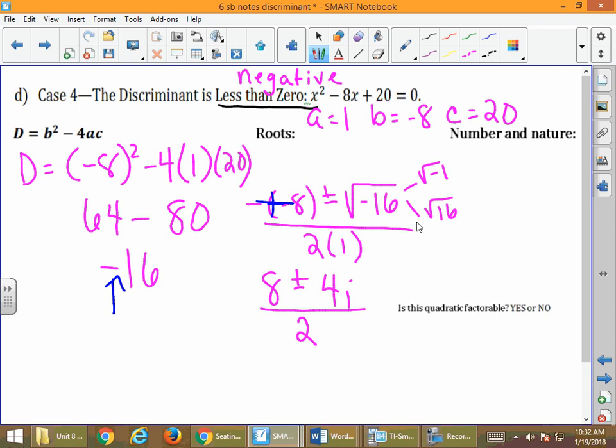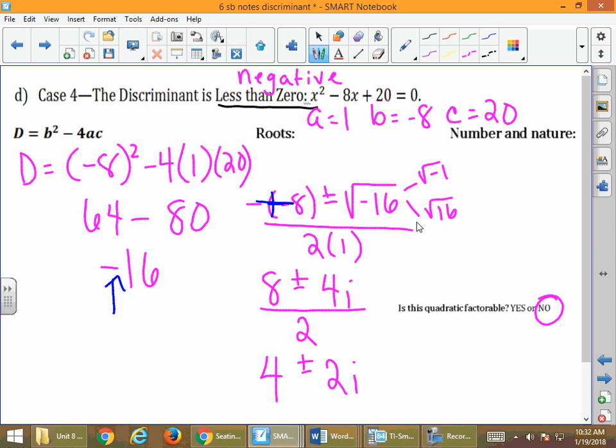Again, it's a legitimate answer, but we can make it better. 8 and 4 and 2 are all even numbers. 8 divided by 2 is 4. Plus or minus 4i, 4i divided by 2 is 2i. 2 divided by 2 is 1. We don't need to write the 1. I'm fine if you decide to. But when we simplify that, we get 4 plus or minus 2i. Can we factor this expression when we get an i for an answer? No. We cannot factor it.